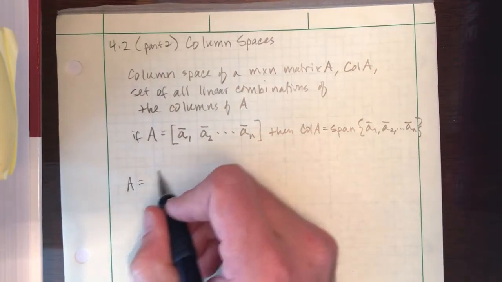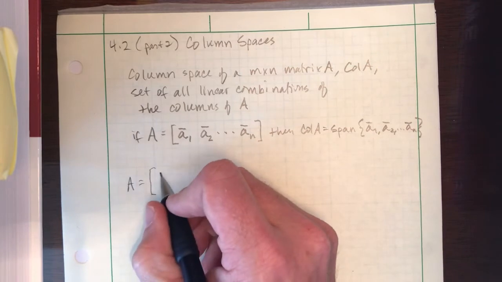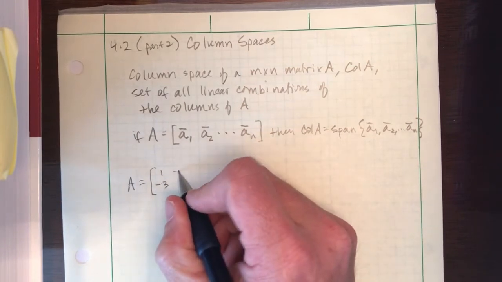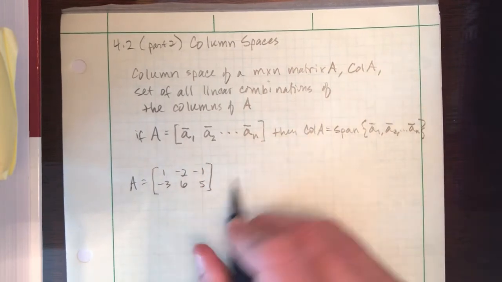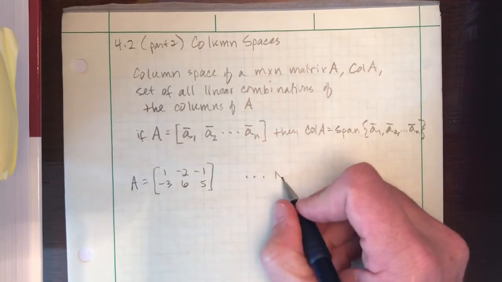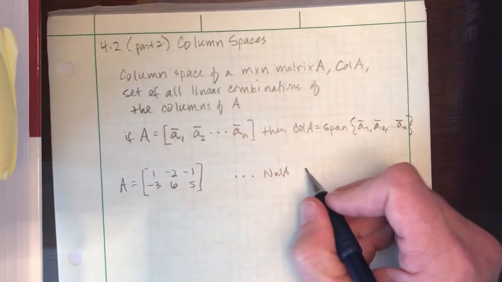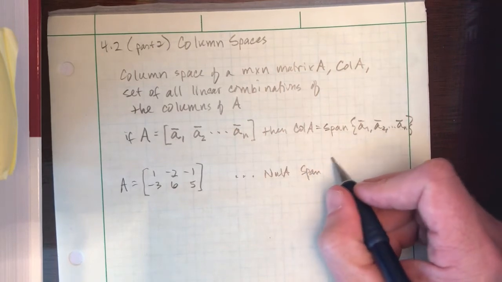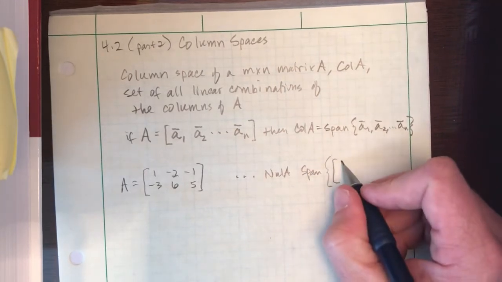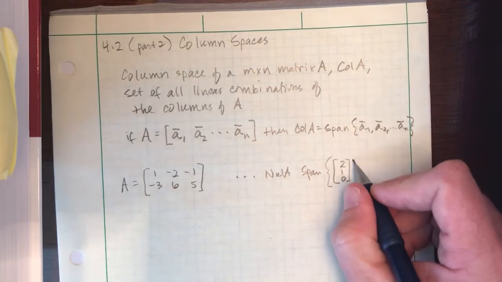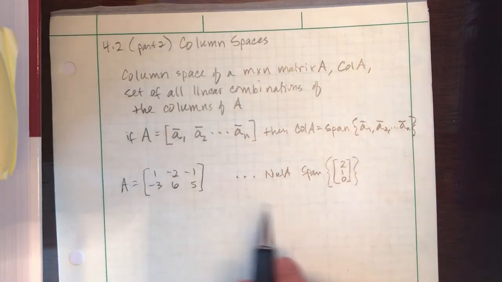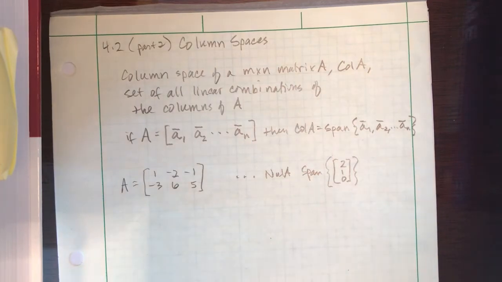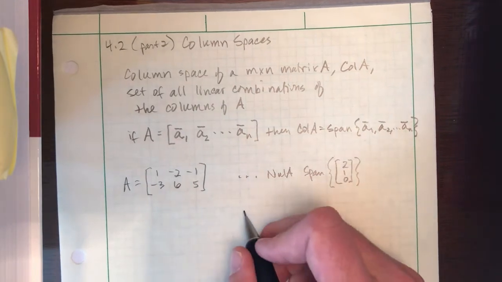In the last video, we had a 2x3 matrix where we found that the null space ended up being the span of a single vector, 2, 1, 0. So again, in part 1 of section 4.2, we learned how to get that. Well, here's matrix A. What if I wanted the column space of matrix A? We're done.